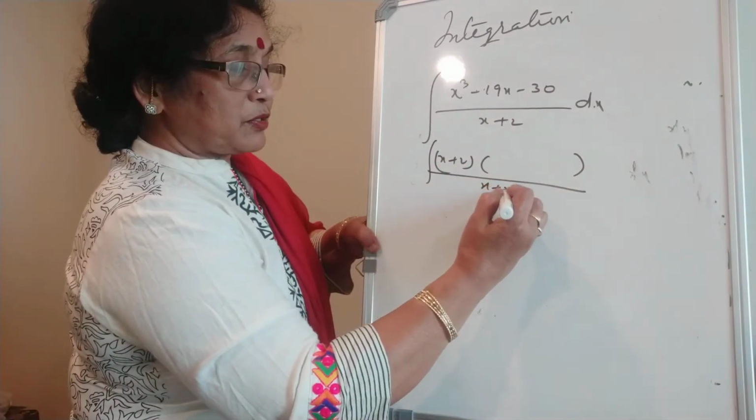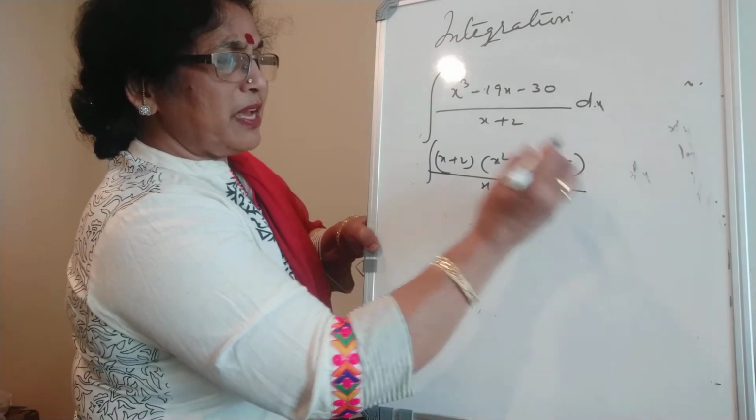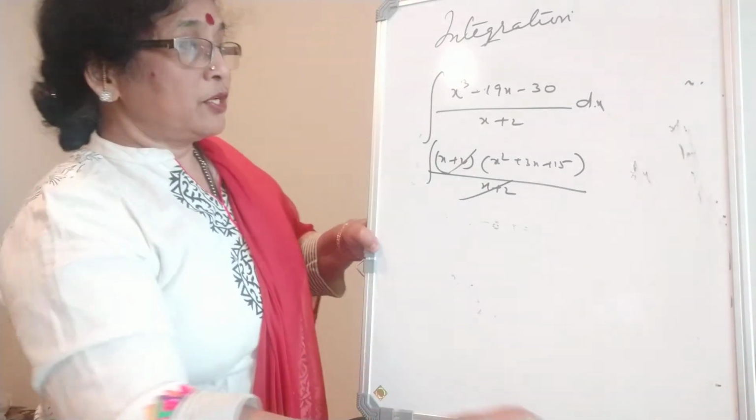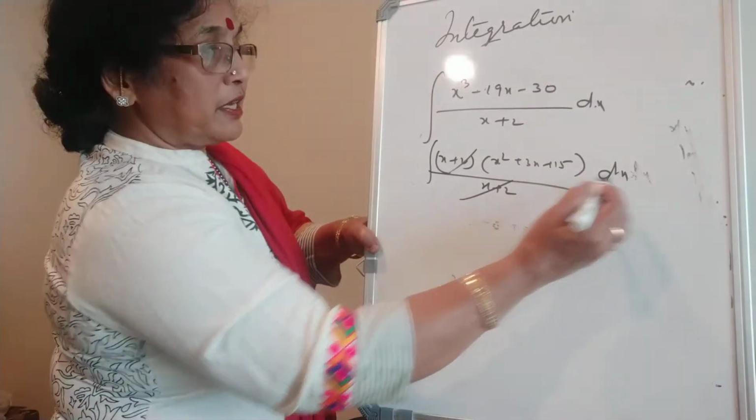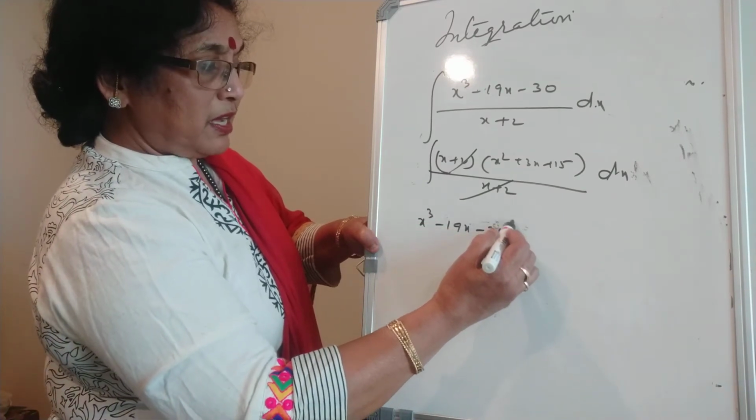divided by x plus 2. You'll get, I think, x square plus 3x plus 15 or something. Let's check what you get. So here, right? So you cancel it and integrate it. That means x cube minus 19x minus 30, you divide.